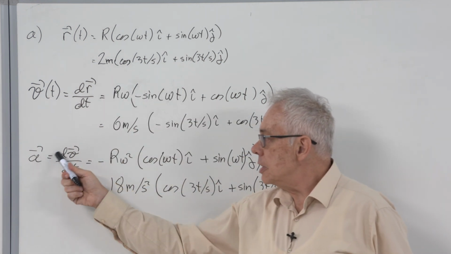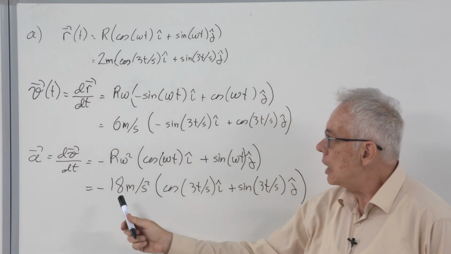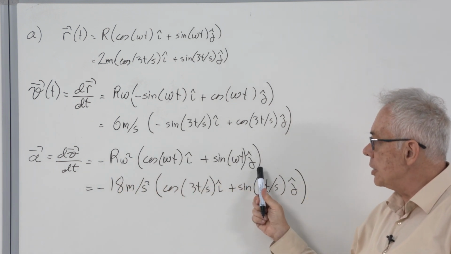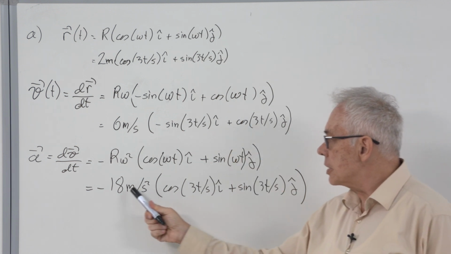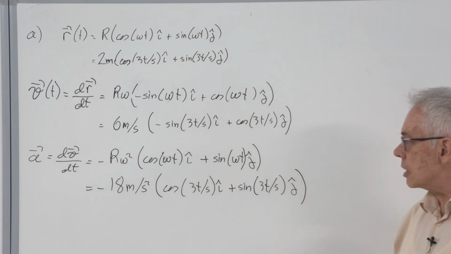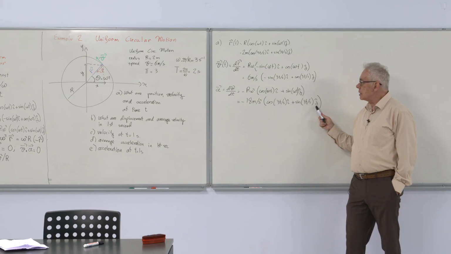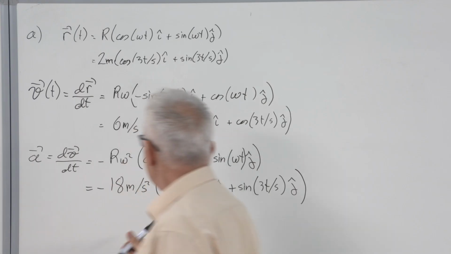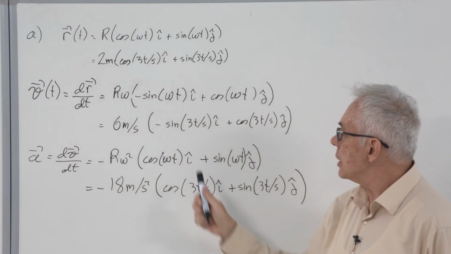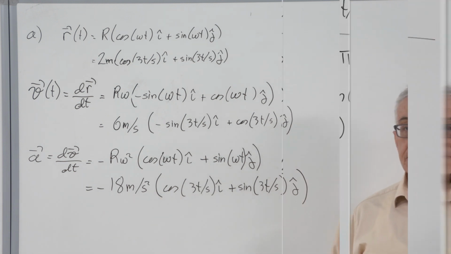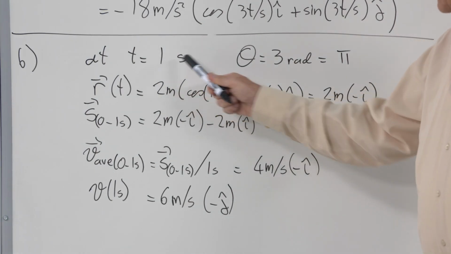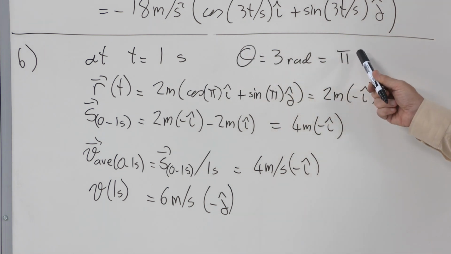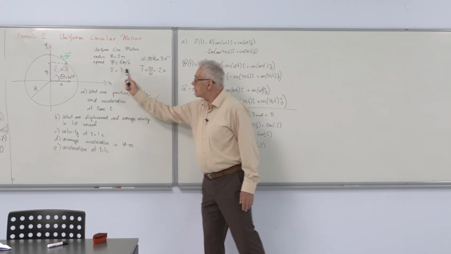The acceleration is the derivative of velocity, and it is minus r omega squared times cosine omega t i plus sine omega t j. Again, substituting numbers, its magnitude is 18 meters per second square, and its direction is radially inward. Its components are the same as the radius except for the minus sign. At t equals 1 second, theta is 3 radians. We can take it as pi because we are assuming that pi is 3.